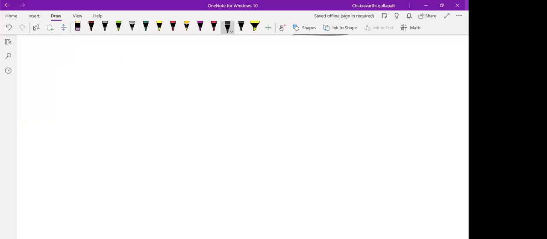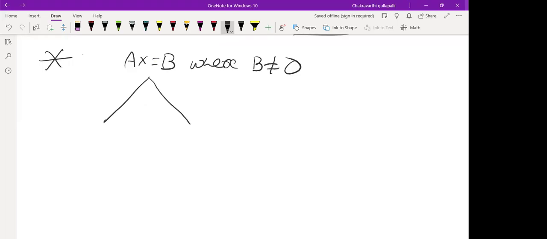Okay. Now, let us go for the non-homogeneous system, Ax equal to B, where B is not 0. This is called a non-homogeneous system. Then there are 2 cases. If the determinant of A is not 0, A being a square matrix, or the rank of A is equal to n, the number of columns of A, then the system has a unique solution.